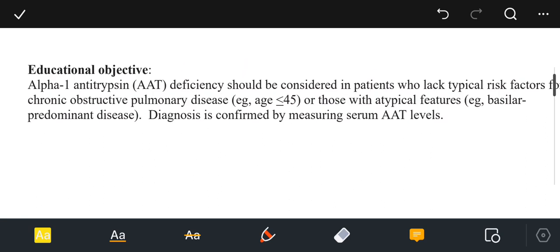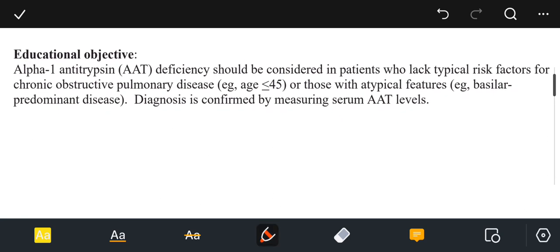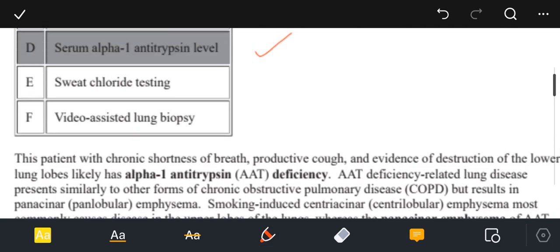Educational objective of this question is alpha 1 antitrypsin deficiency should be considered in the patients who lack the typical risk factors for chronic obstructive pulmonary disease, age less than or equal to 45, or those with atypical features, for example bibasilar predominant disease. Diagnosis is confirmed by measuring the serum AAT level. Then over here you can see the discussion.